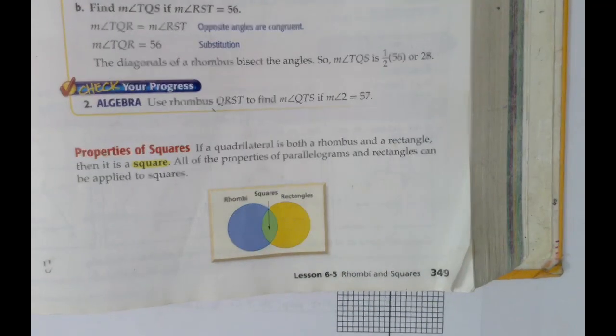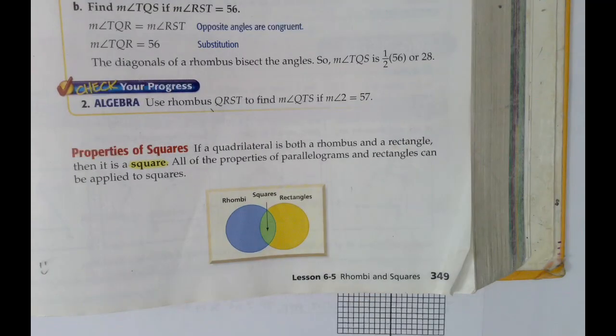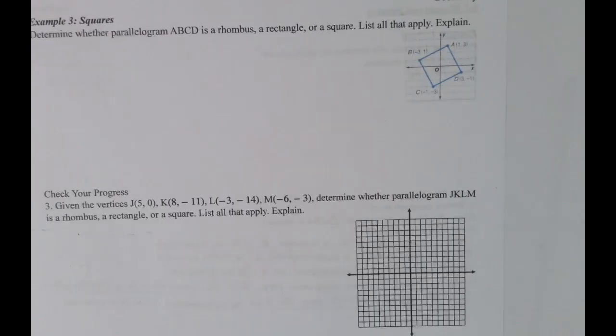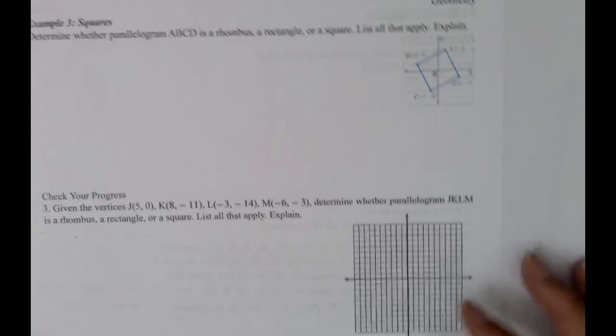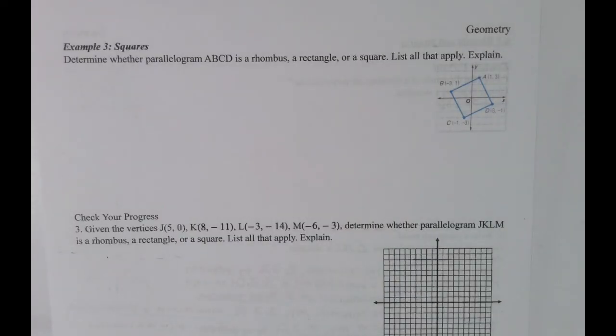It's a parallelogram because opposite sides are congruent. It's a rhombus because all four sides are congruent. And it's a rectangle because its interior angles are each 90 degrees. There are four right angles. Okay, so with example 3 here, we're determining which families it's a part of, and to list all that apply.